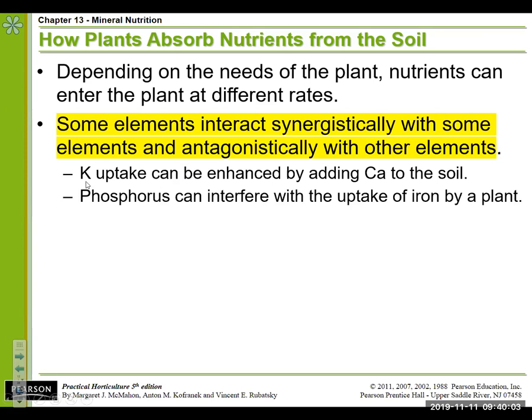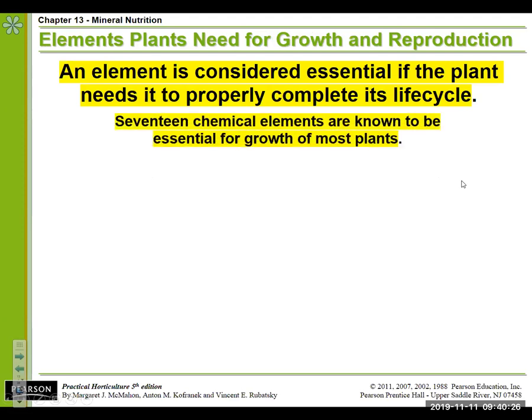So for example, potassium uptake could be enhanced by adding calcium to the soil because they interact synergistically together. They work with each other. Phosphorus, on the other hand, if we have too much of it, it can interfere with the uptake of iron in a plant. So these are antagonistic to each other. Phosphorus prevents iron from getting in.